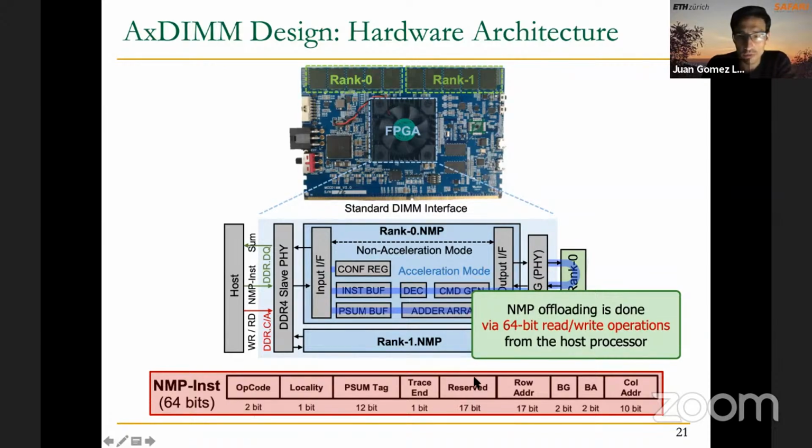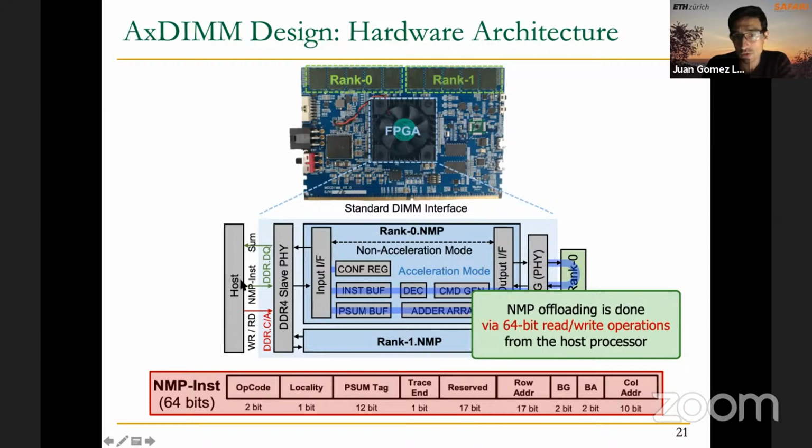It might be possible that some of the other bits, like for example the reserved bits here, could be used later for some func field, similar to what we have in MIPS architecture for the arithmetic operators. So the fact that we only have 2 bits for opcode doesn't mean that we cannot have more than 4 instructions and operations executed on this pipeline. And we can identify other fields like row address, column address to access the data that is needed from the ranks. The way to offload these operations from the host to the NMP units is by using read and write operations from the host processor.